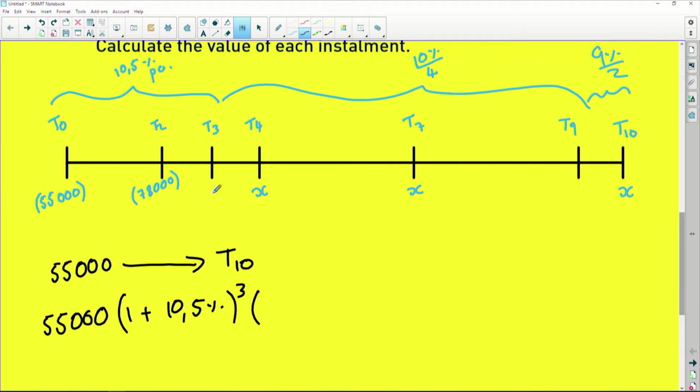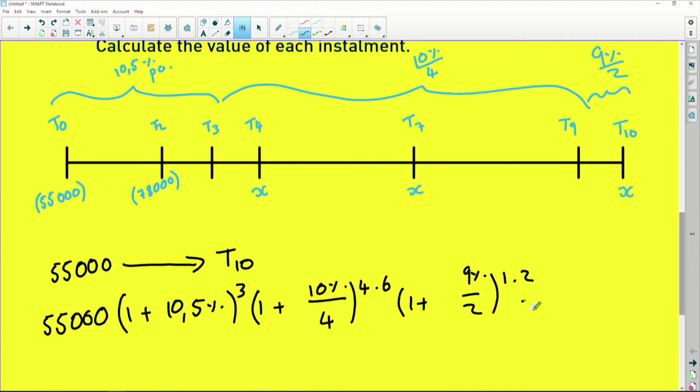We're now at T3. We're now going to take that to T9. So we're going to have 1 plus 10%. But remember, that's compounded quarterly. So we're going to divide that by 4. And remember, if our compounding periods are quarters, we're going to then have to multiply by how many compounding periods we have. So from T3 up until T9, we've got 6 years, so we're going to multiply that by 6 times 4. And then lastly, for our last period, we're going to have 1 plus 9%, and that's compounded half yearly for 1 year, and that's going to be 1 times 2.